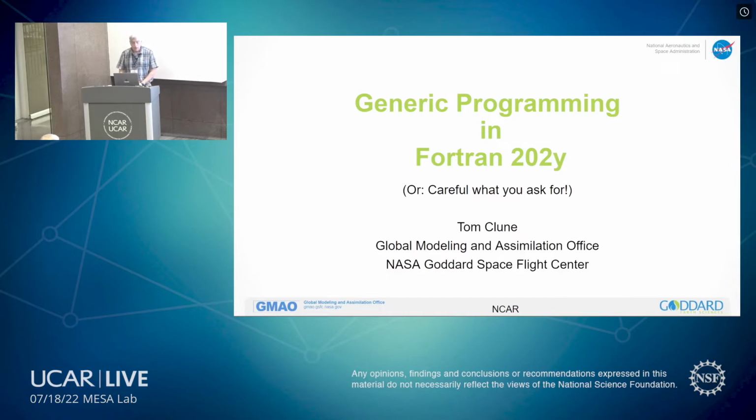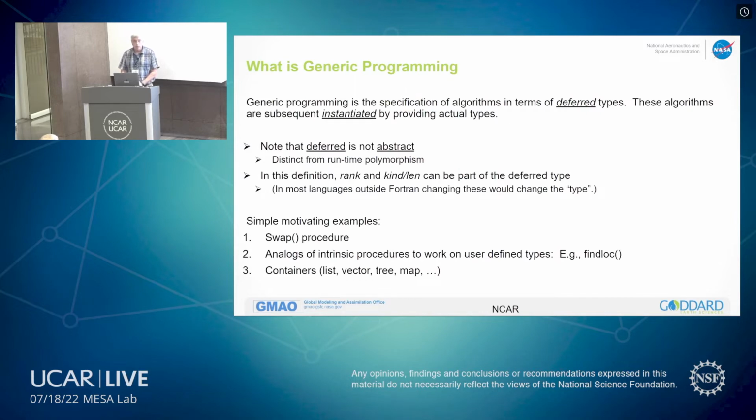There's also a lot of times when you want to create an analog of a built-in intrinsic, the prototypical example being findloc. It seems pretty clear what you want findloc to do with your own derived type, but there's no simple way to write findloc once for each of the different types of types you might want to throw at a routine like that.